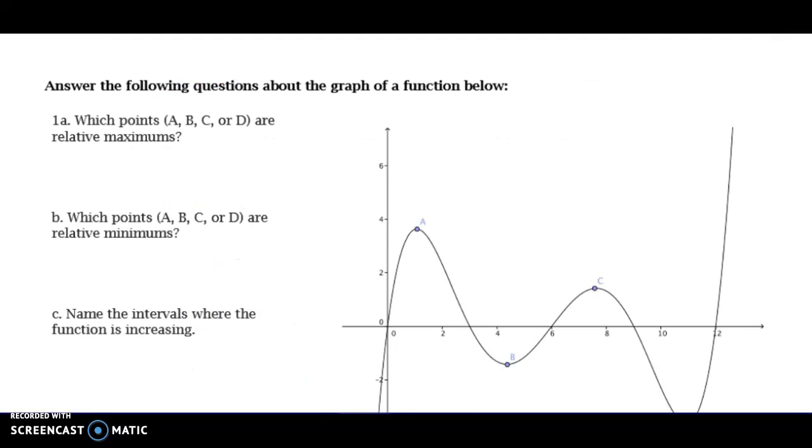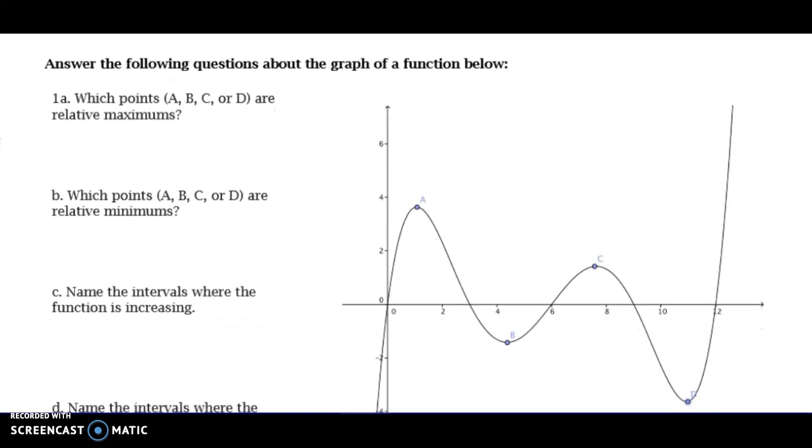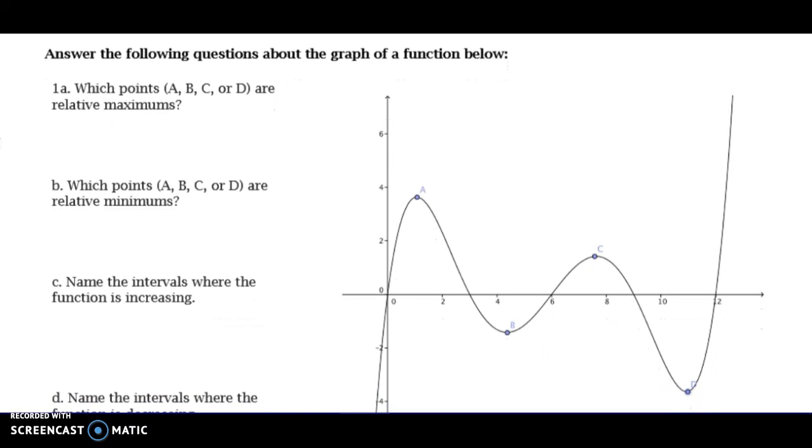Looking at our next page, your graph is not actually complete. We're answering the following questions about this particular graph. So you need to go through and make sure you label the points A, B, C, and D before we can do any of the questions. Then looking at 1A, which points, A, B, C, or D, are relative maximums? Again, I know maximums are at the top of the hill: A and C. Then which points are relative minimums? Bottom of the valley: B and D.